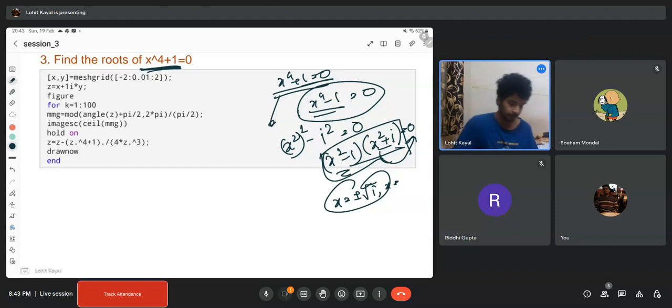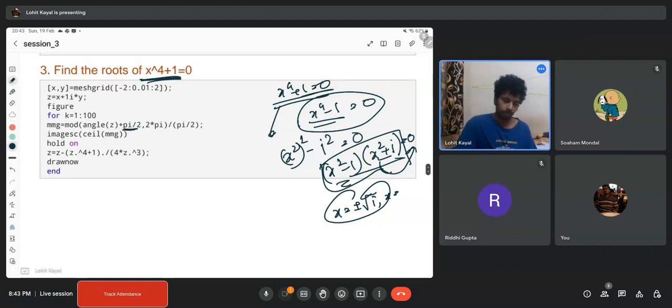All 4 complex roots. Now let's solve it using the Newton-Raphson technique. Again the same thing, only this thing I have changed, because here the difference will be pi by 2, since I am dealing with x square plus i, x square minus i. So I have modified it accordingly.